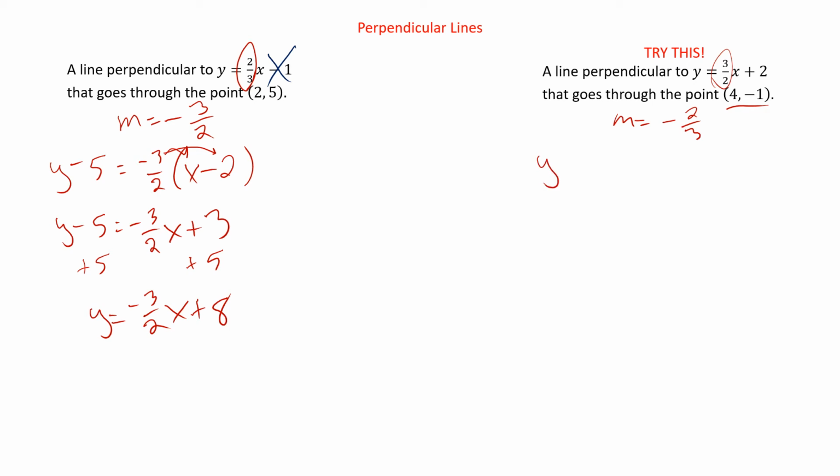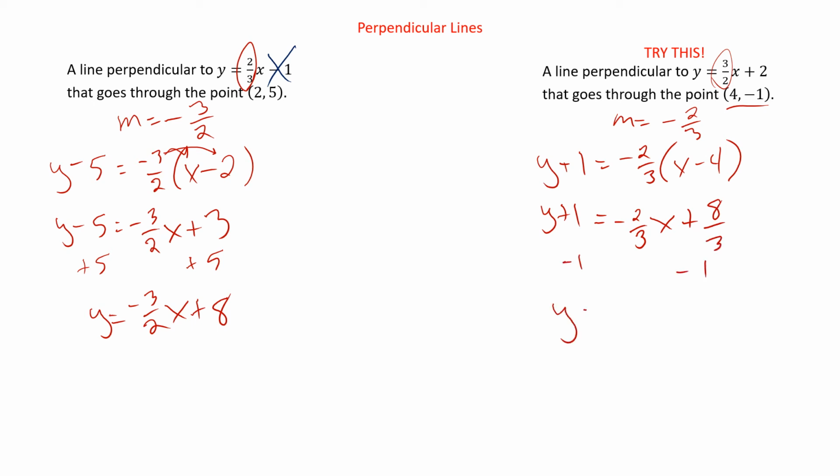So we're going to go y minus that negative 1 is going to be plus 1 equals the slope, negative 2/3, times x minus 4. Distribute that negative 2/3. So we have y plus 1 equals negative 2/3 x. Negative times negative is plus. 2 times 4 is 8/3. Then subtract 1. So y equals negative 2/3 x.